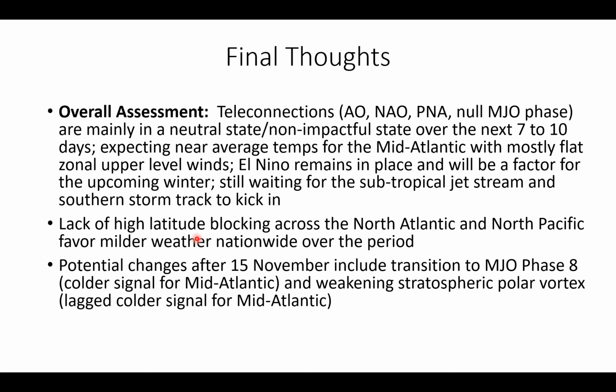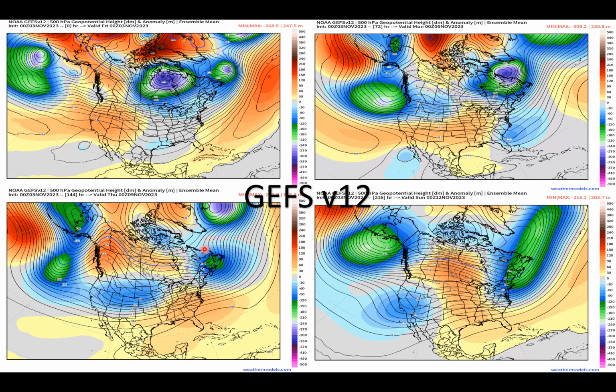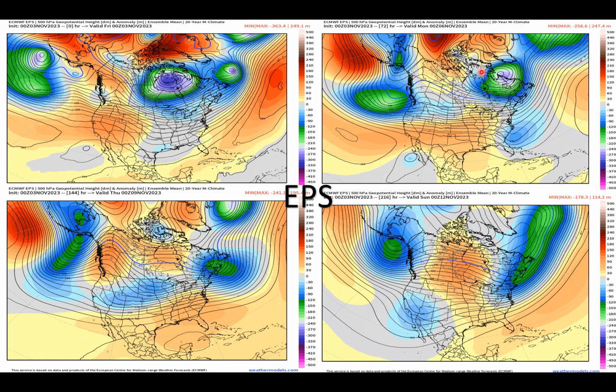Other things that I wanted to point out is there's a lack of high latitude blocking across the North Atlantic and North Pacific right now. If we go back to these ensemble graphs, we do have some strong upper level ridging up across the far, far north over the Arctic. We do have a little bit of a building ridge by Monday here, just into the Bering Sea, generally to the south of the Aleutian Islands of Alaska. But really no significantly building ridges like we saw in the summer or starting off in the early fall.